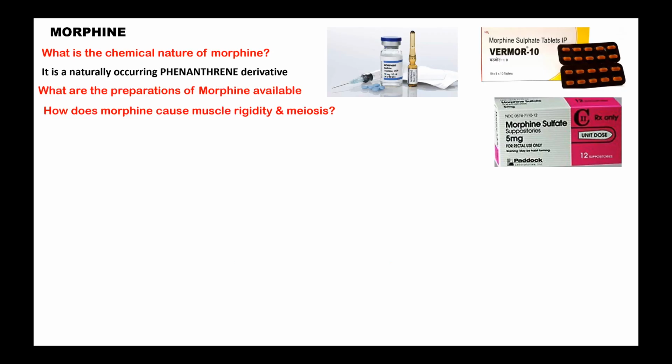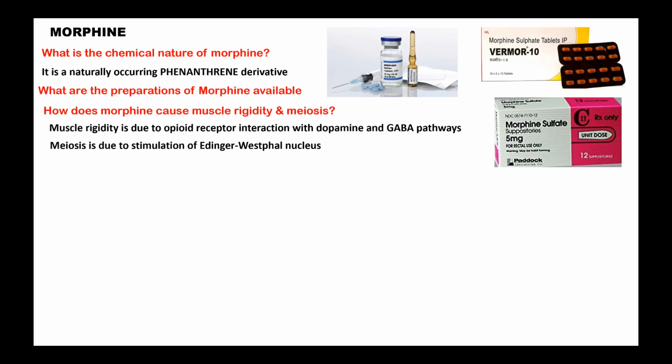Yes, sir. How does morphine cause muscle rigidity and constriction of pupil, meiosis? Through mu and kappa agonism. Muscle rigidity is due to opioid receptor interaction with dopamine and GABA pathways, and meiosis is due to stimulation of the Edinger-Westphal nucleus.